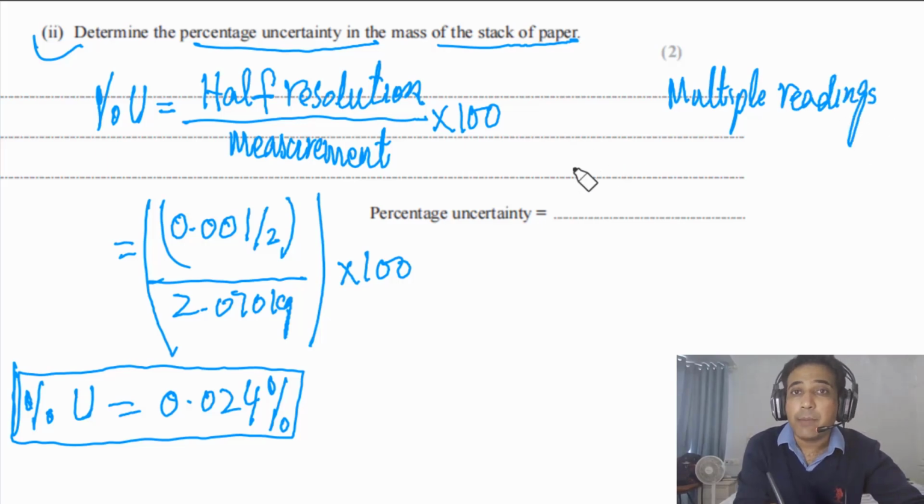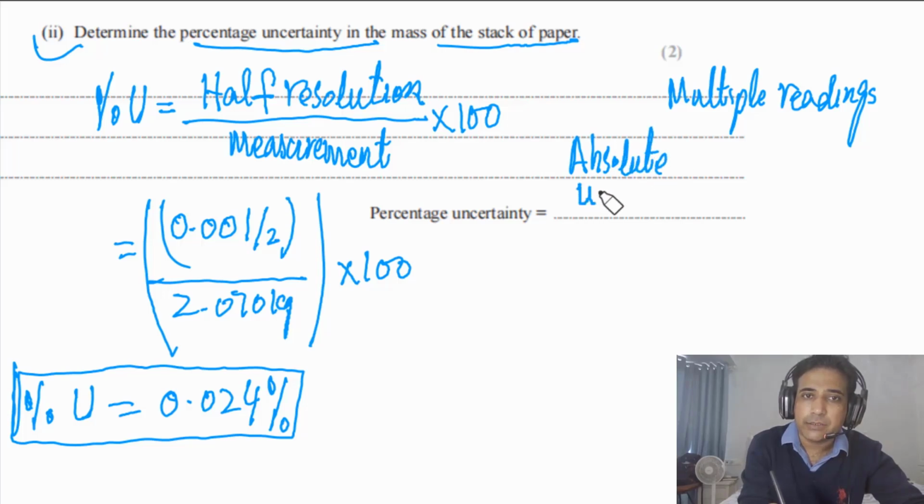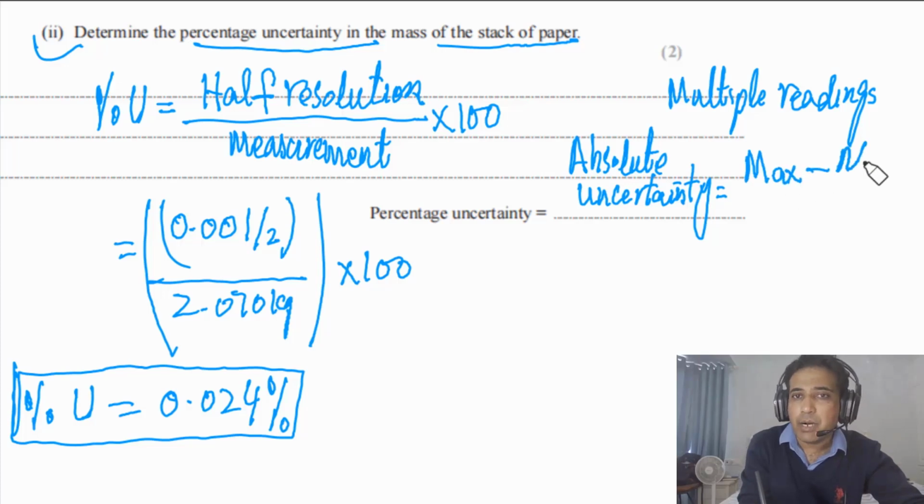How to calculate absolute uncertainty? This is the first thing you need to understand. We use the half range method, which means you take the maximum reading minus the minimum reading, simply the range, divided by 2. So this is the half range.